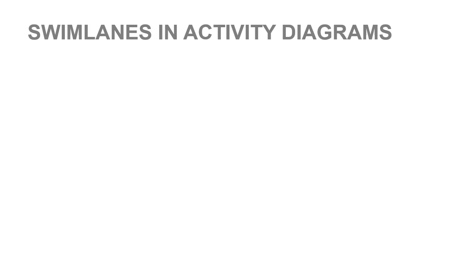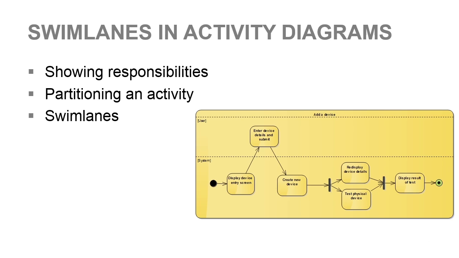In this movie, we'll look at how you show who or what is responsible for an activity or action by using partitions or swim lanes. We'll see how you can partition an activity and how you can use freestanding swim lanes in an activity diagram.